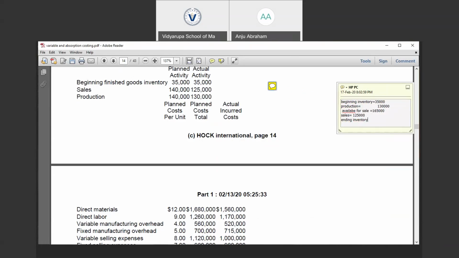Among 165,000 units that is available for sale, we sold 125,000. So the remaining 165,000 minus 125,000. Ending inventory is equal to 40,000, which is 165,000 minus 125,000. This is the ending inventory value. So got it. So we need to calculate the cost for this 40,000 units.